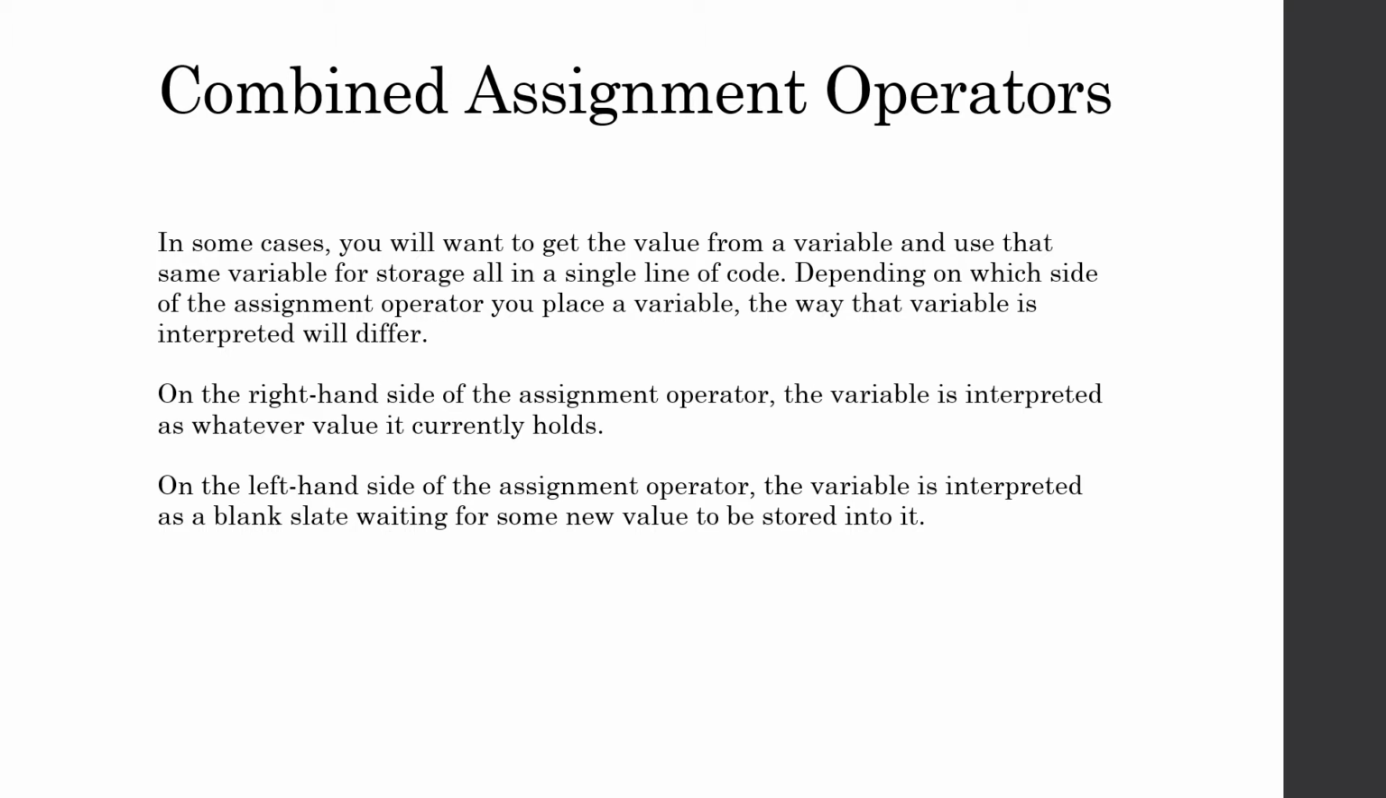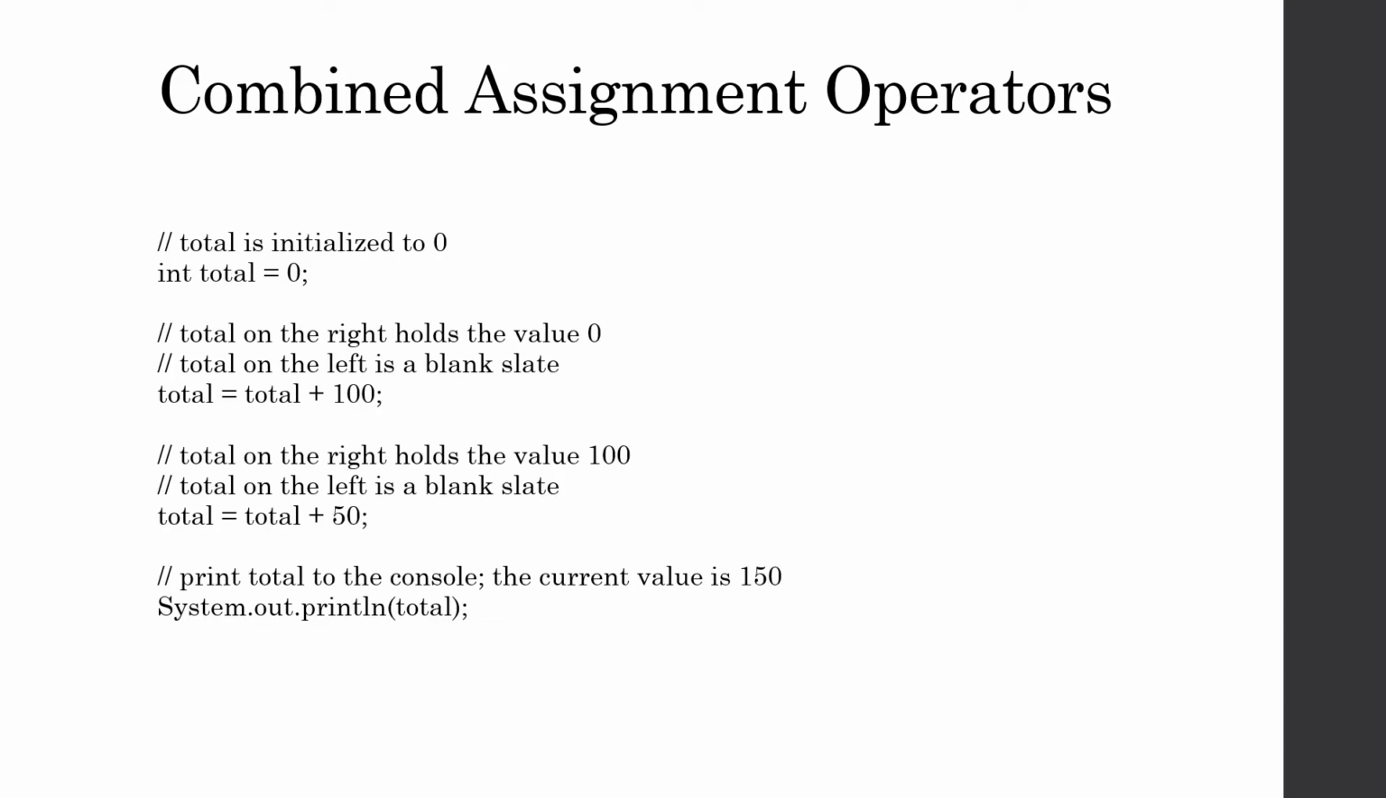On the other hand, if we have a variable on the left-hand side of the assignment operator, then that variable is going to be interpreted as kind of like a blank slate that is just waiting for some new value to be stored into it. To give you an example of this, we've got our total, which is initialized to 0. Naturally, if you want to get a total of things, before we start counting any of those things, we start at 0. So we've got int total equal to 0.